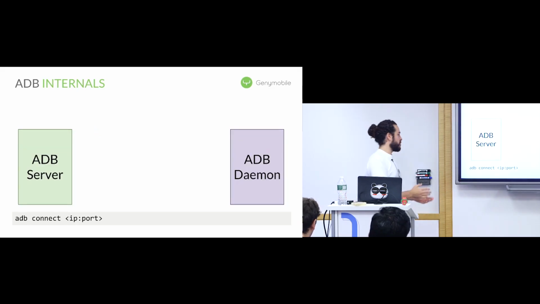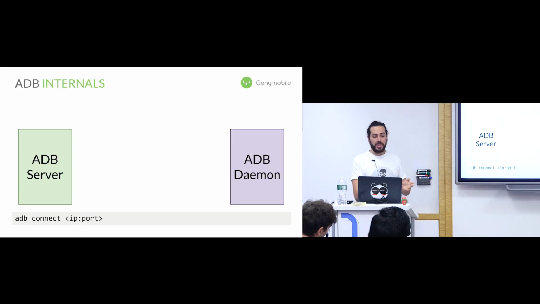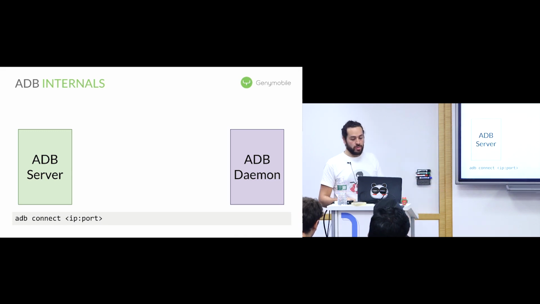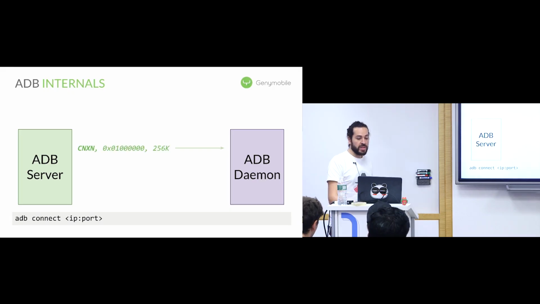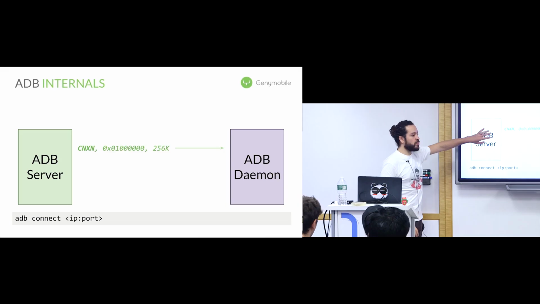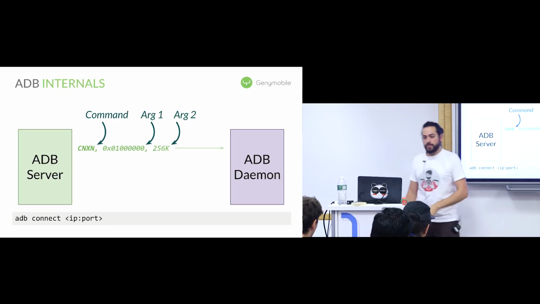So let's take a new example. We have this ADB command, ADB connect, giving an IP and a port. It's when I want, as a user, to connect to a remote device, a wireless device, or a local device. So what's happening when I type this command? First, the ADB server will send a message to the ADB daemon. I give you a small, interesting part of the message, which describes the command, arg0 and arg1.